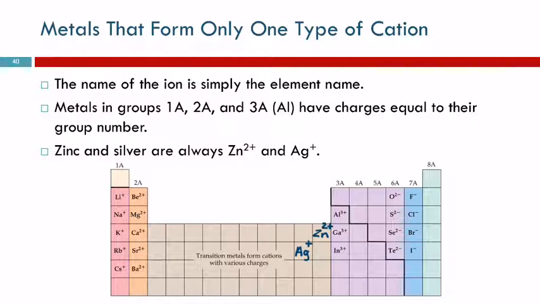Do we know why they have charges that way? We do, and I'll explain that to you in a later lecture. So group 1A, 2A, 3A, zinc, and silver. The names for these ions are the same as their element name.